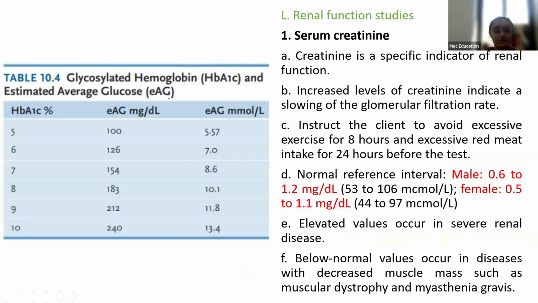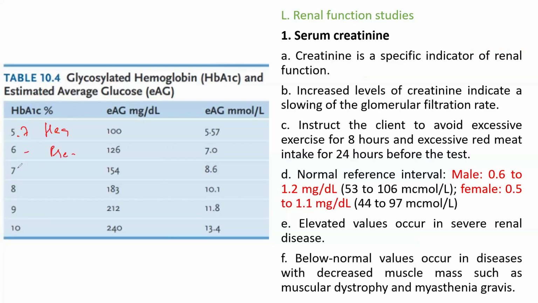HbA1c is given as a percentage. Normally, HbA1c is less than 5.7%. So in table form, they are giving percentages. 5 is healthy. 6 we can say is pre-diabetic. 7 is diabetic, and 8, 9, 10 is severe diabetes. It is the worst control of diabetes. So there is a table in percentage.